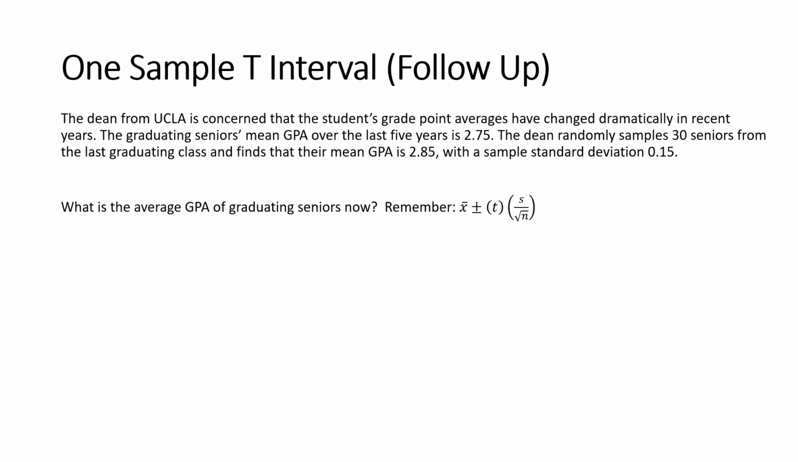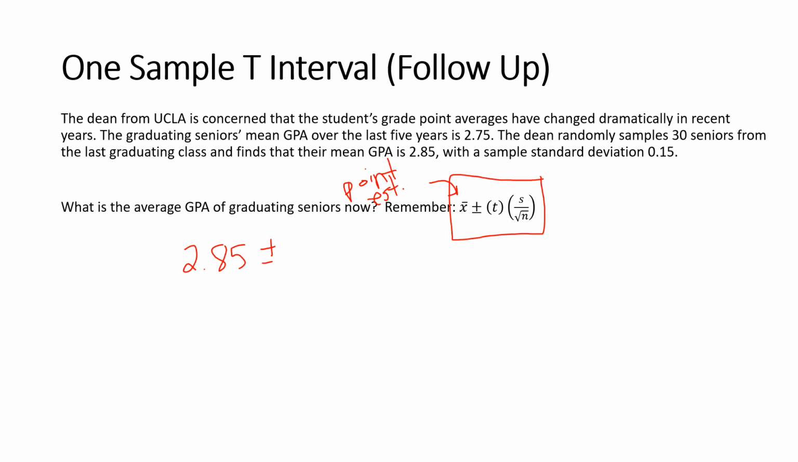So remember, on your formula chart, the formula for confidence interval is x bar plus or minus your t critical value times the standard error, which is just standard deviation over the square root of n. So we are going to build this thing up. X bar, also called your point estimate, is just the mean that you get from your sample. So in our sample of 30 seniors, the average GPA was 2.85. So we're going to start with that because that's our best guess as to what the true average GPA is now. But we know that that's not exactly right because that's just based on these 30 seniors. So we're going to build around that a margin of error.